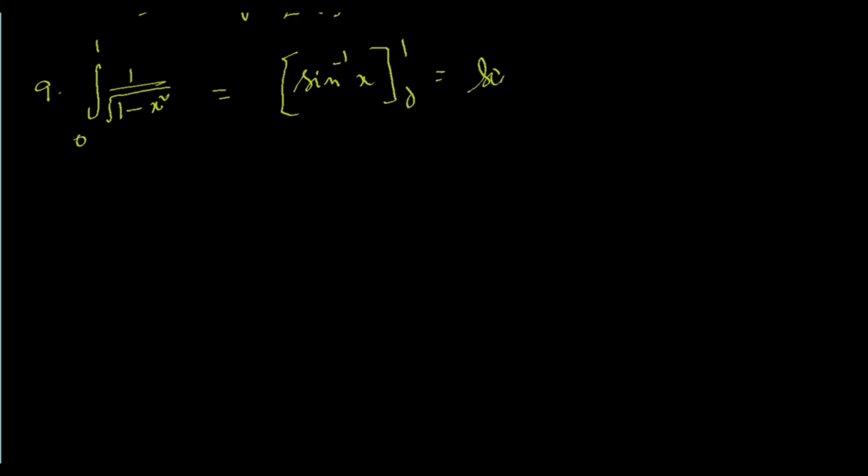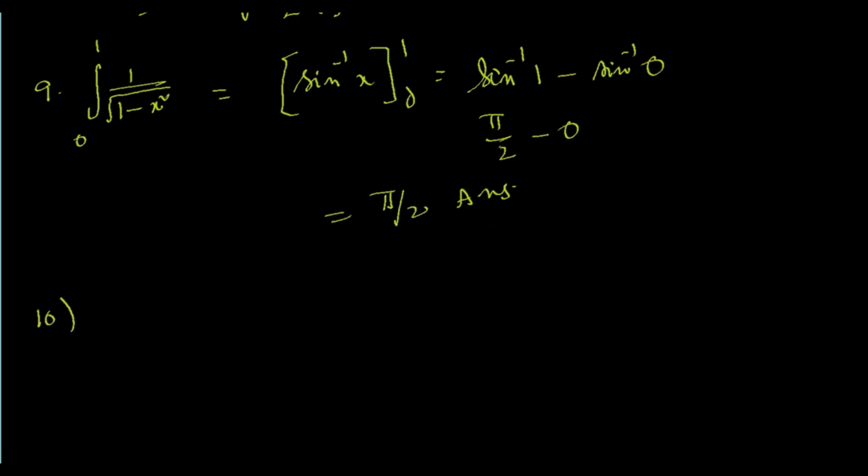Problem number 9. Integration of 1 by square root of 1 minus x square. This is a special function. Limits please, 0 to 1. So if you integrate this, you get sine inverse x by a, a is 1, from 0 to 1. It is sine inverse 1 minus sine inverse 0. This is pi by 4, I'm sorry, pi by 2 minus 0. That is pi by 2, answer.